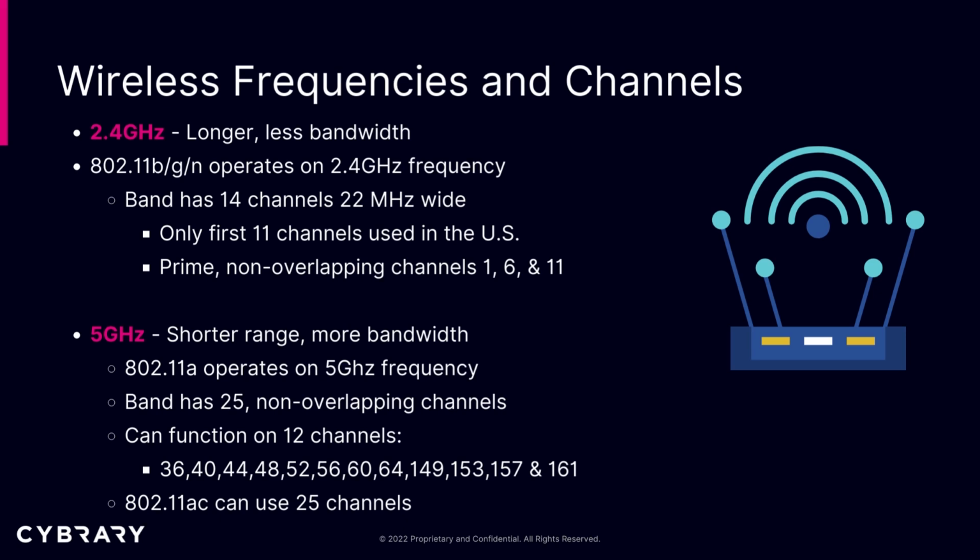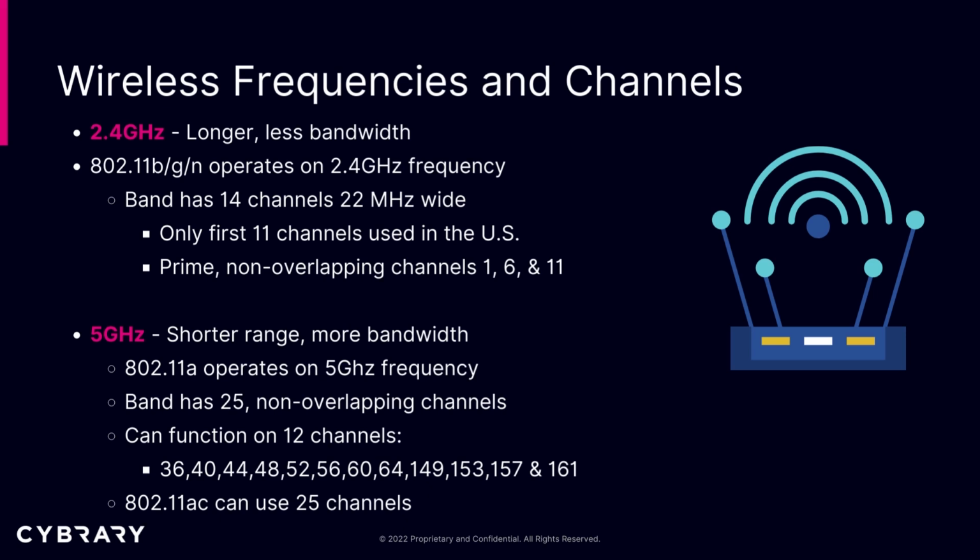Of those 11 channels, there are what are called prime channels. These are channels that don't overlap. Those prime channels are 1, 6, and 11 because they're so distant and spaced apart, they don't overlap with one another. So if you were in an area with a lot of congestion and you wanted a clean channel to lock your wireless devices in, you would probably choose one of those instead of using 2, 3, and 4. You would use 1, 6, and 11.